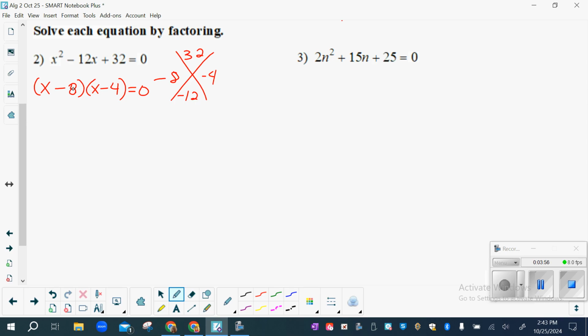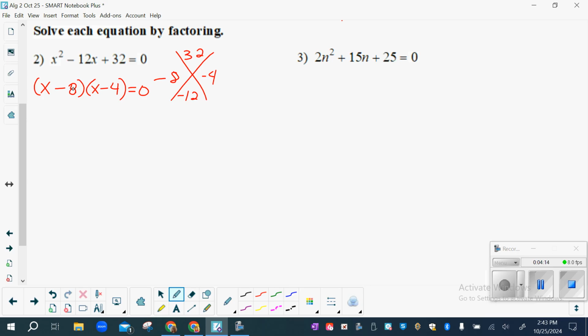I forgot to mention, what's different about this number 2 than all the ones we did on our warm-up? Equals 0. So on your quiz, that's what we're going to have. All of them are going to be equal to 0. So we need to use our zero product property now.